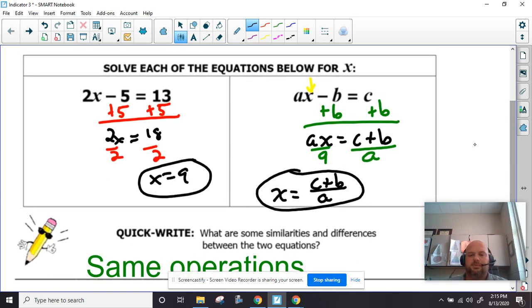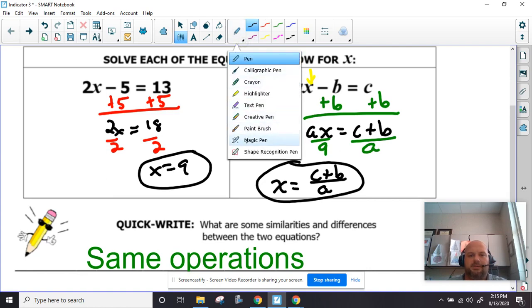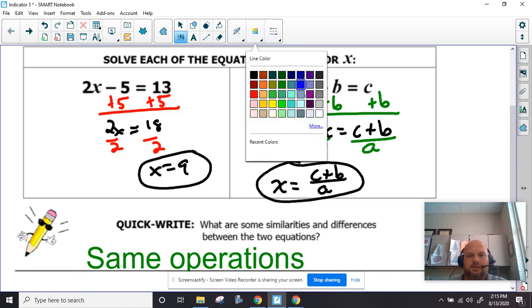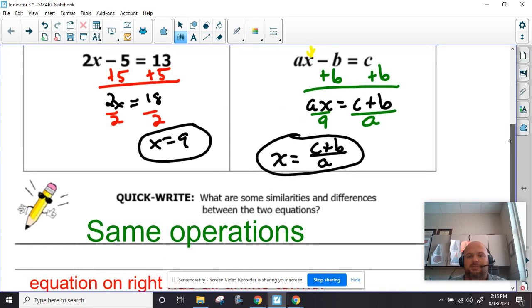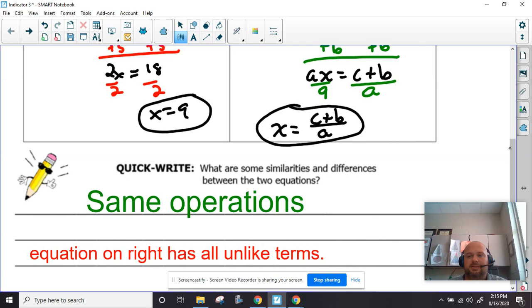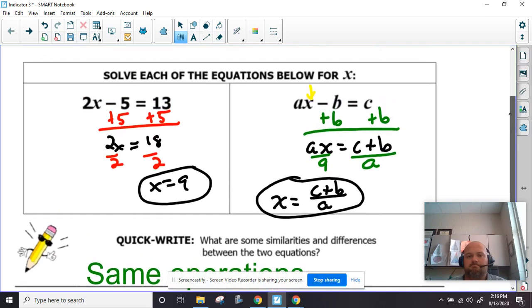All right. So the similarities are they have the same operations. Let's look. They have the same operations. We added right here. We added a 5, we just added a b. We divided on this one. On the left, we divided by 2. On the right, we just divided by a. That's it. Now, how are they different? Well, obvious statement is this equation over here on the right has all unlike terms, so you can't really combine them.